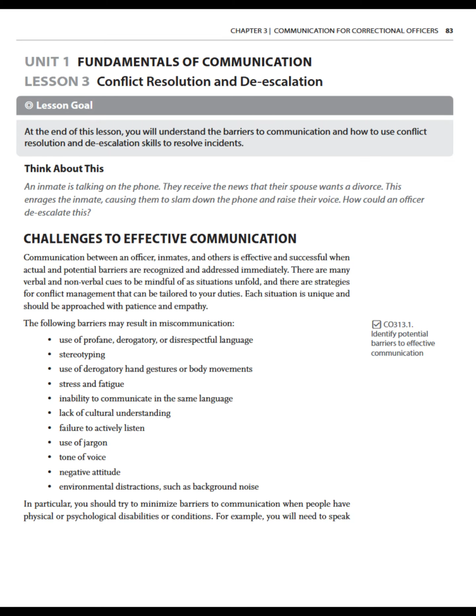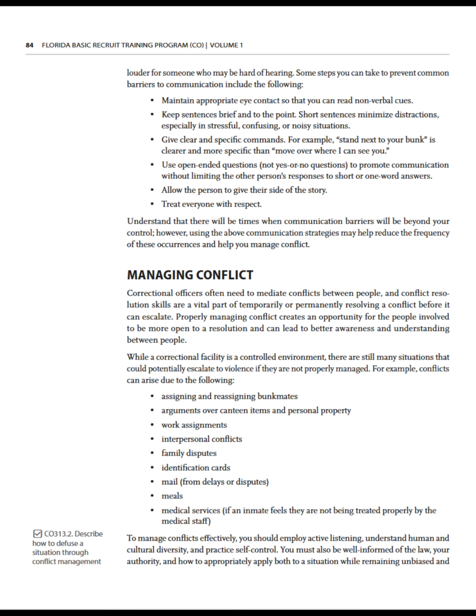In particular, you should try to minimize barriers to communication when people have physical or psychological disabilities or conditions. For example, you will need to speak louder for someone who may be hard of hearing. Some steps you can take to prevent common barriers to communication include the following.